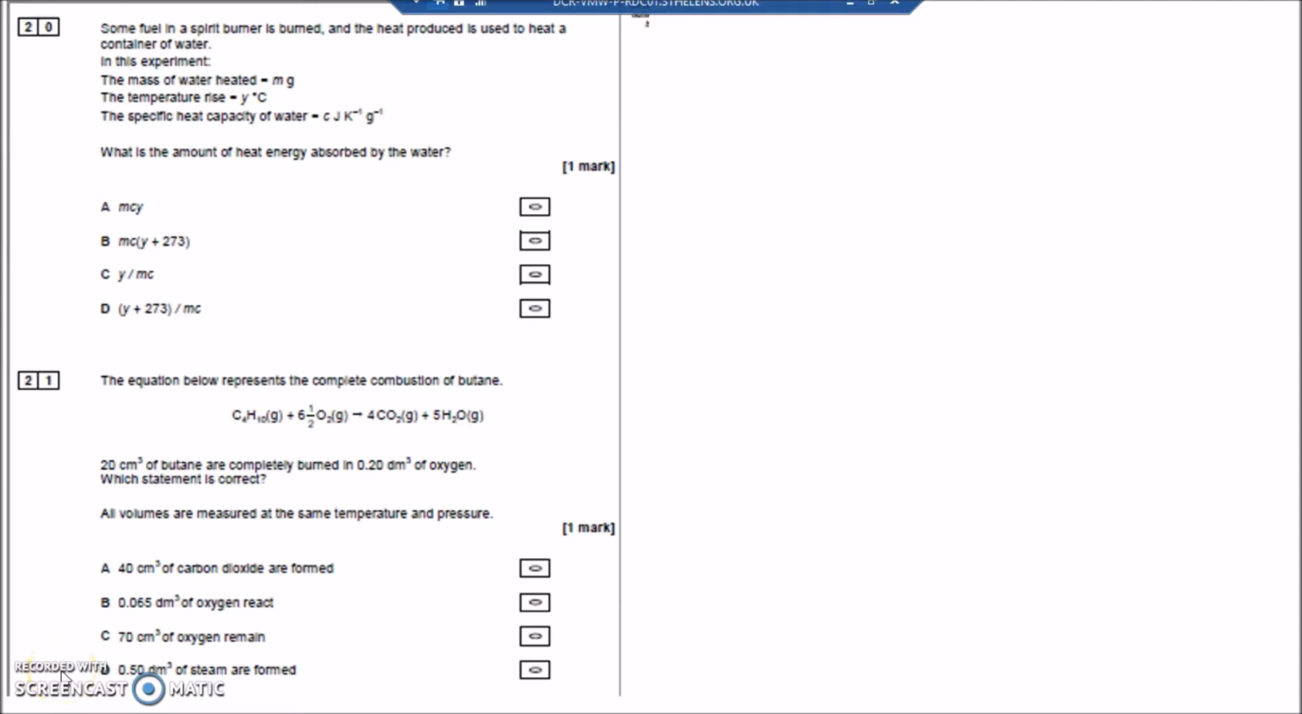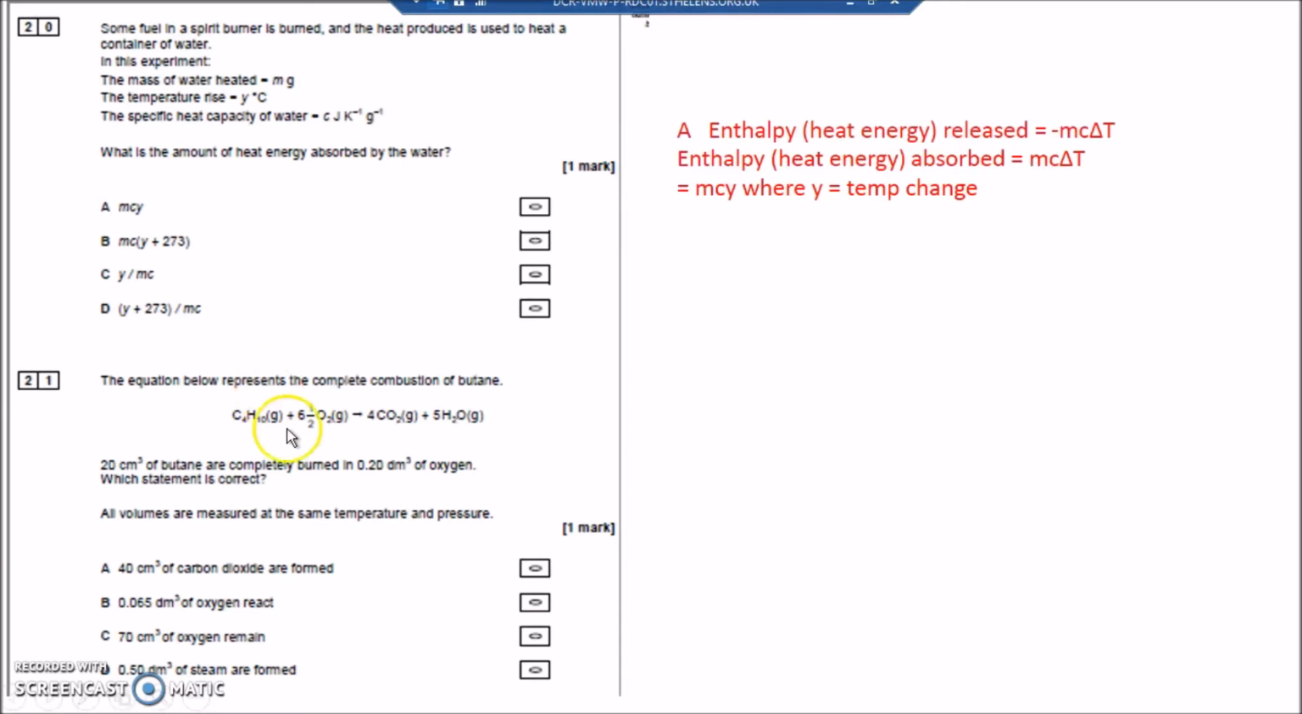Some fuel in the spirit burner is burned and the heat produced is used to heat a container of water. So this is delta H equals minus MC delta T. What is the amount of energy absorbed by the water? So you just remove the minus, because that's exothermic. Now we're talking about an endothermic reaction where heat is absorbed. So the heat absorbed is MC delta T, sometimes called Q. It says here that the temperature rise is Y. So if I substitute delta T, temperature change, for Y, then I get MCY. My answer is A.